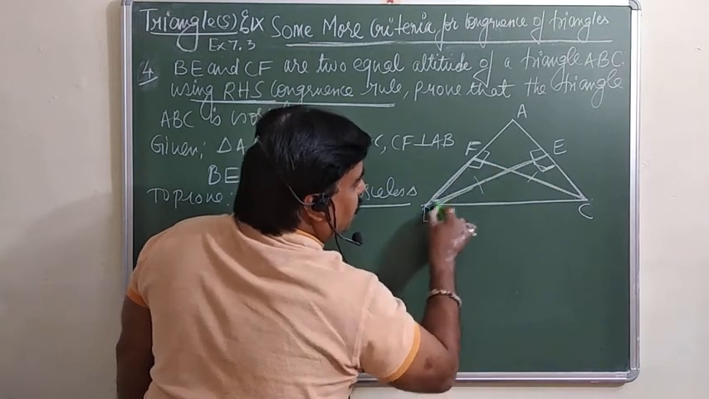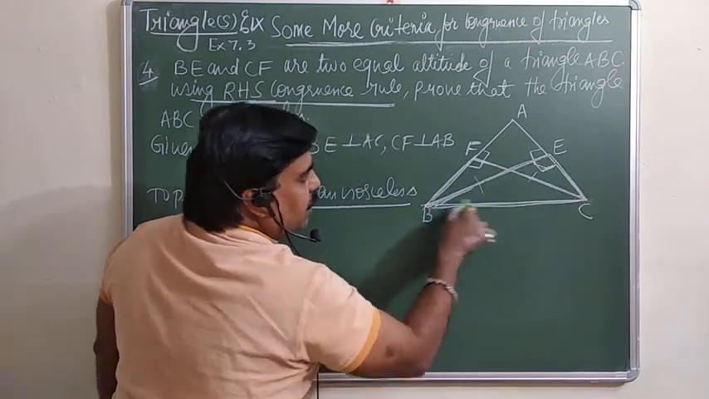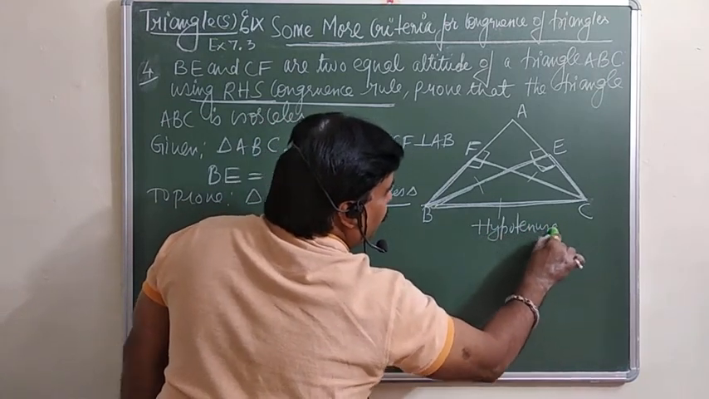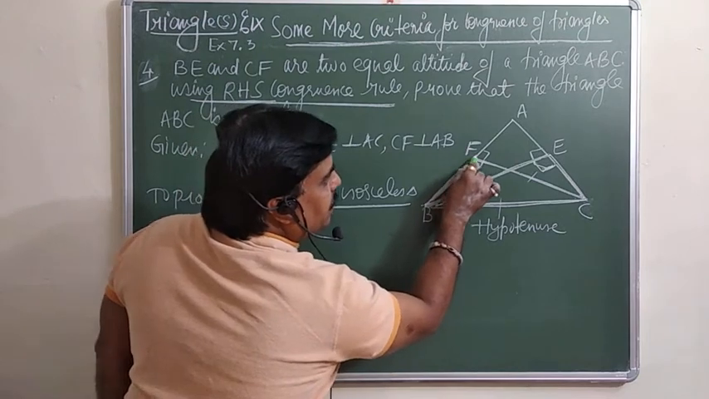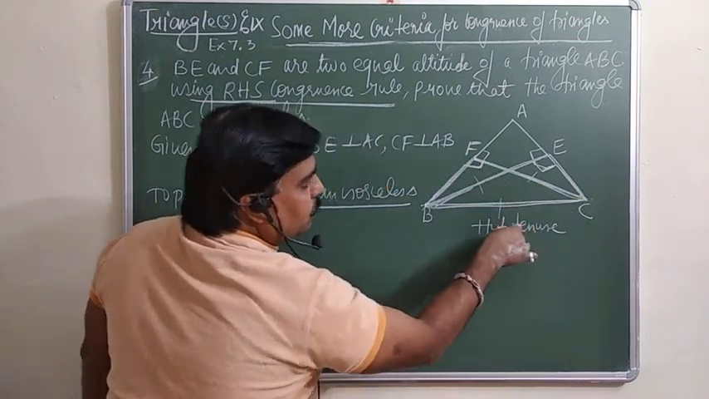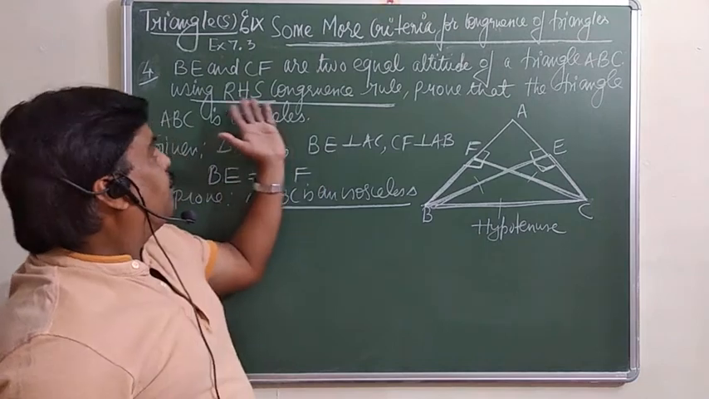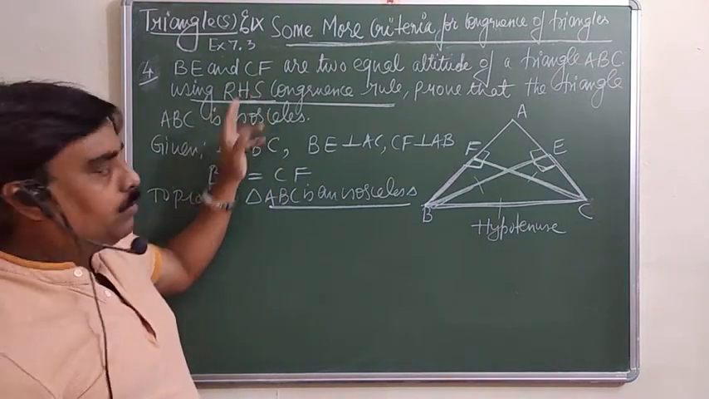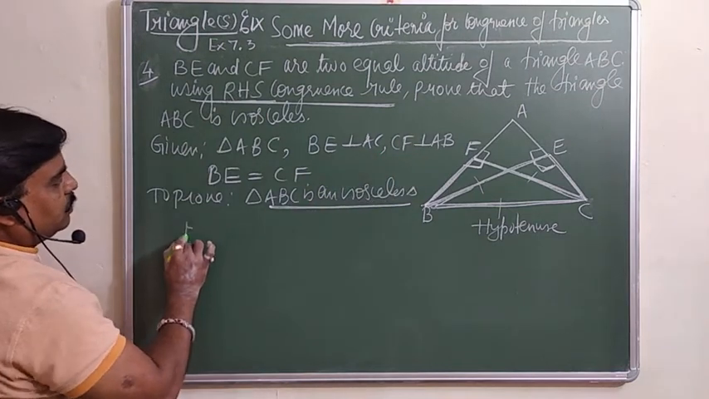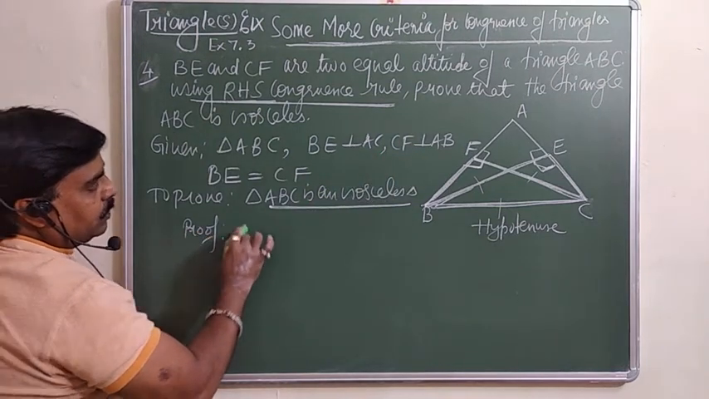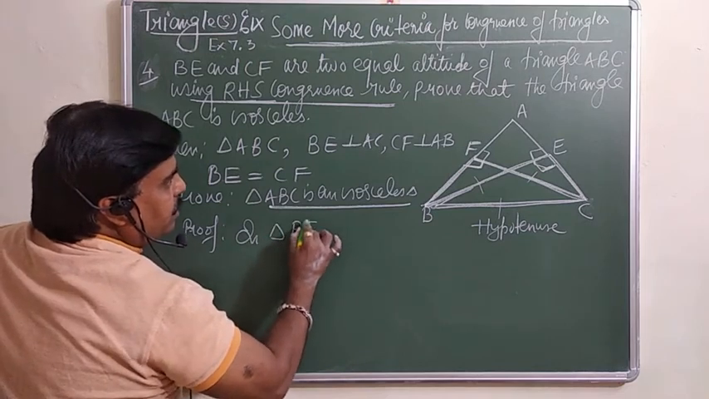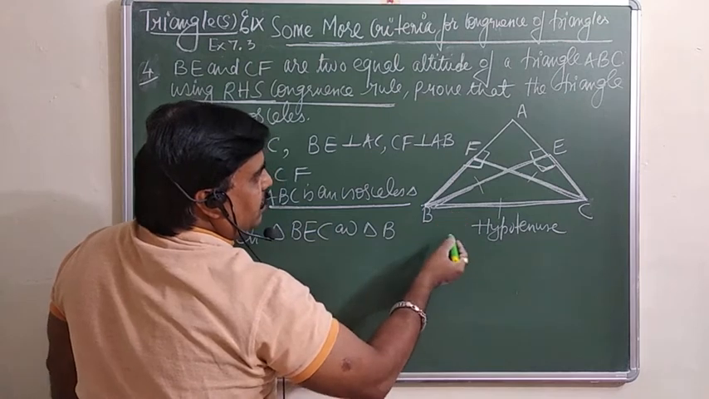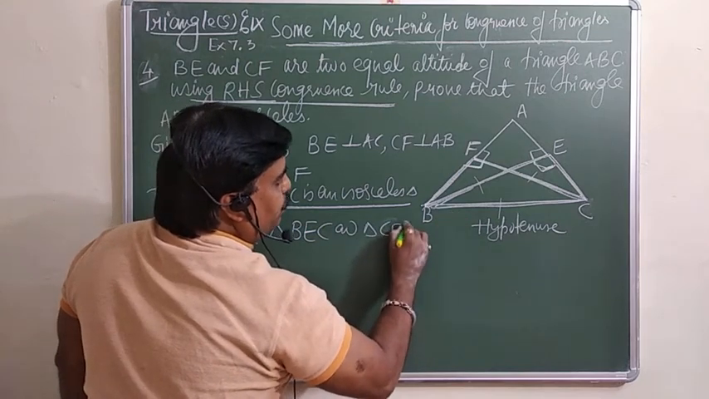In this triangle, BEC is your right angle triangle. Then you can say this is your hypotenuse. For this triangle BFC, this is your 90. This is also the hypotenuse. So hypotenuse must be there in case of RHS congruence, because right angle, hypotenuse, and one of the sides. Now you can take in these two triangles. The proof is there. In triangle BEC and triangle CFB.